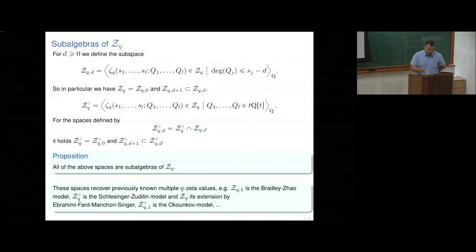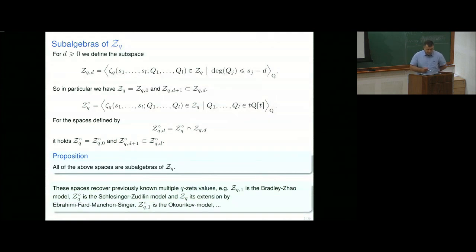So with respect to these indices, and then we could even bound these furthermore, and so we get this space ZQD, or we could require that all these polynomials should vanish in 0. Then we get what we call with a circ at the top, and then we could even intersect these two restrictions, and then we get a large set of subalgebras of this algebra of multiple q-zeta values.